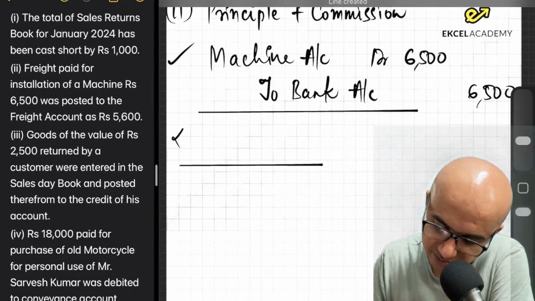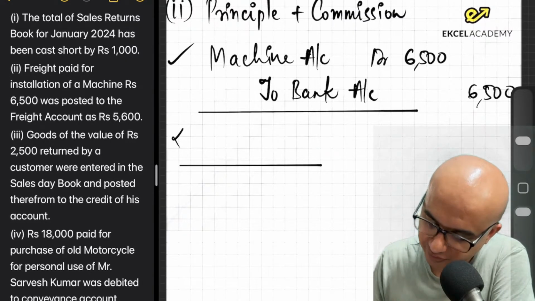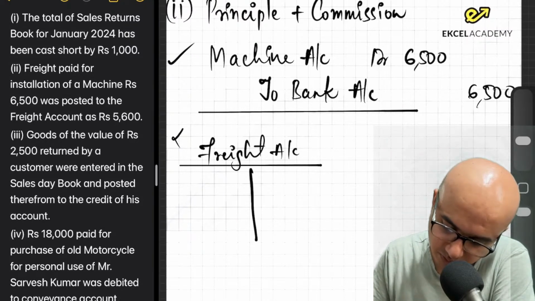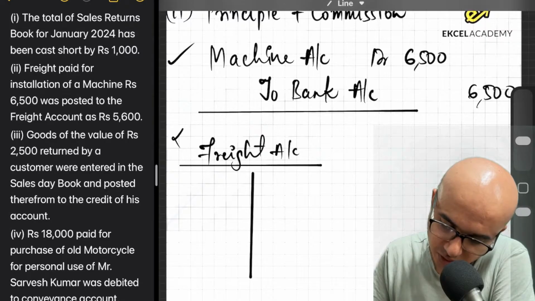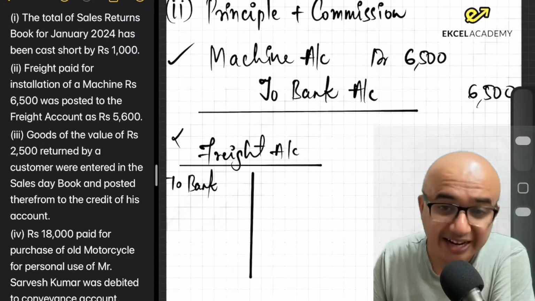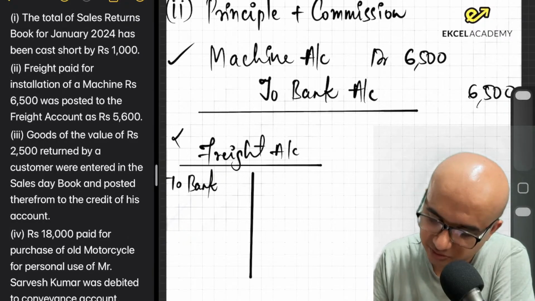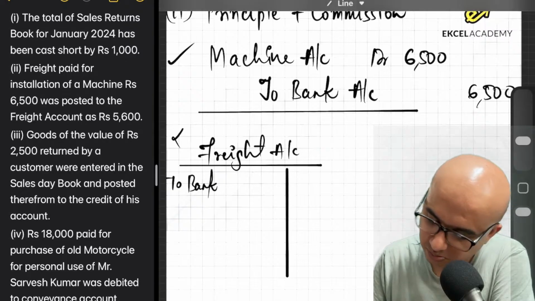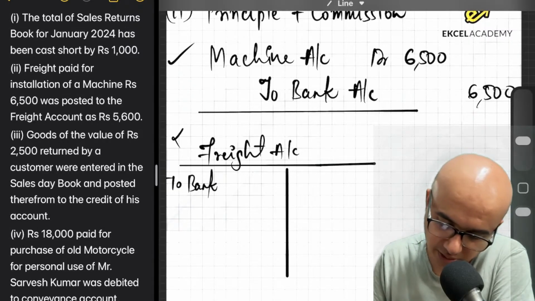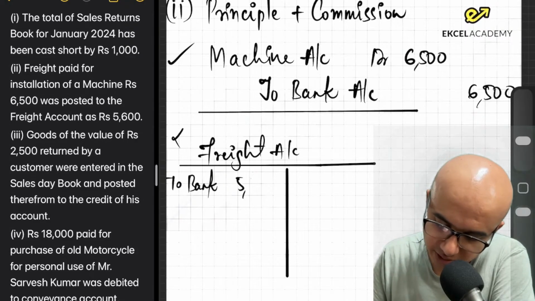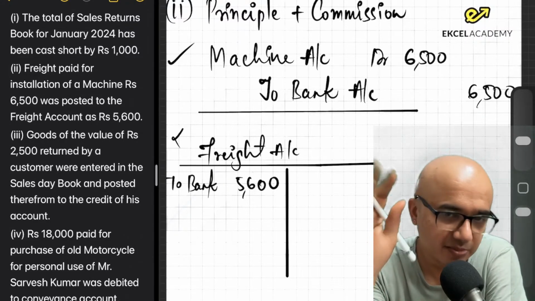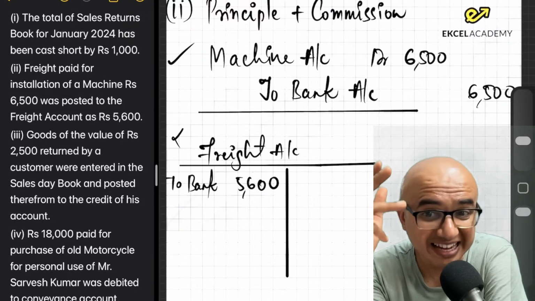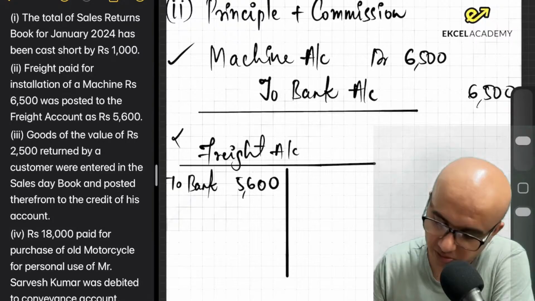Go to freight. This is the freight ledger. Freight account to bank. And here also they made a mistake. What is the mistake which they made? Let me just increase the size here. Instead of recording it as 6,500, they recorded it as 5,600. This is the mistake. And if they have posted this to the freight account, that means they have not posted anything to the machine account. So in the machine account, it is empty.